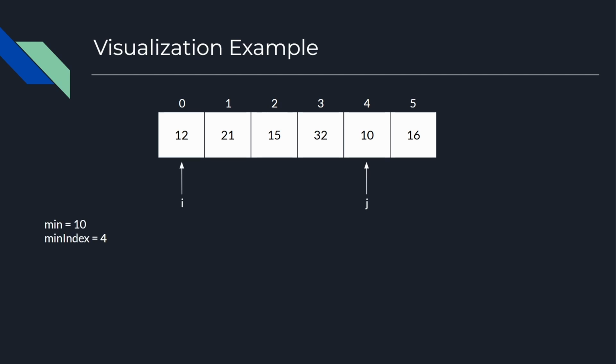Now we have our updated values. Minimum is now 10 and the minimum index is 4. Lastly, we will visit the last index, which is 5, and j is now pointing to 16. And again, when we compare 16 to our current minimum, which is now 10, we can say that we won't need to update the minimum variable.